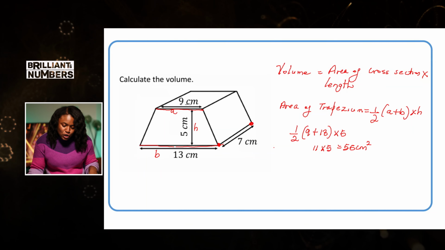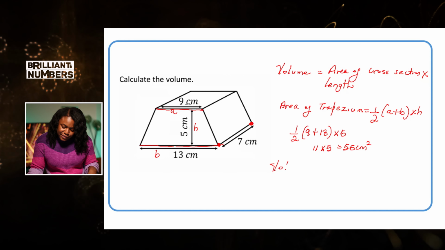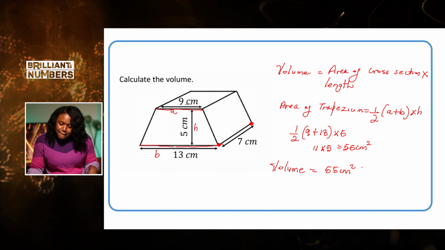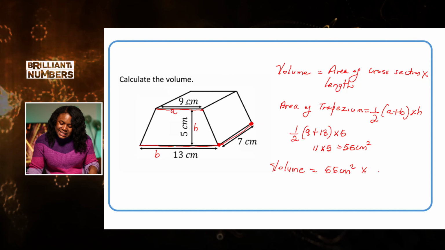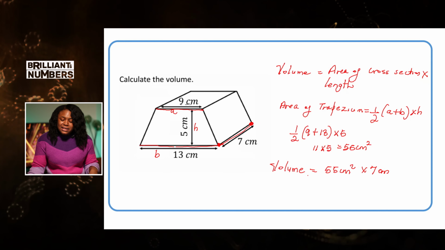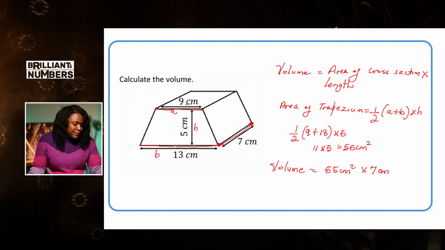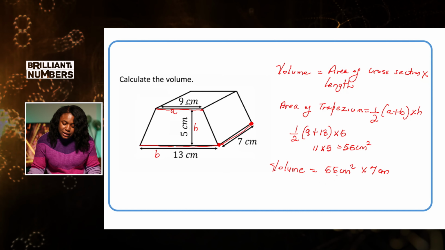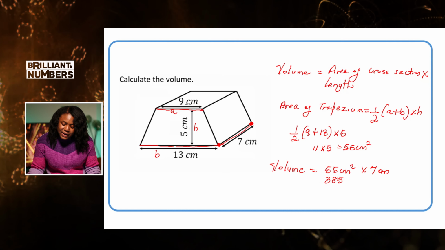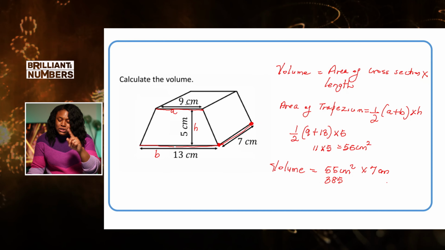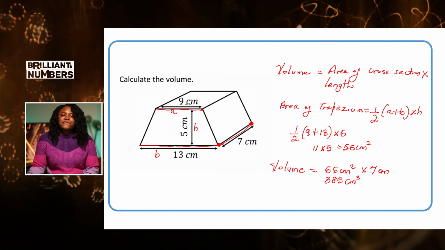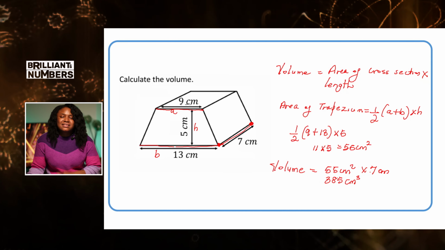We now need to multiply that by our length, which is 7. So we go ahead and write that the volume is equal to 55 centimeters squared multiplied by my length, which is 7 centimeters. I go ahead and do 55 times 7, put that in my calculator, which gives me 385. Now centimeter squared multiplied by centimeter gives me centimeters cubed, and that's why volume is measured in cubic centimeters.